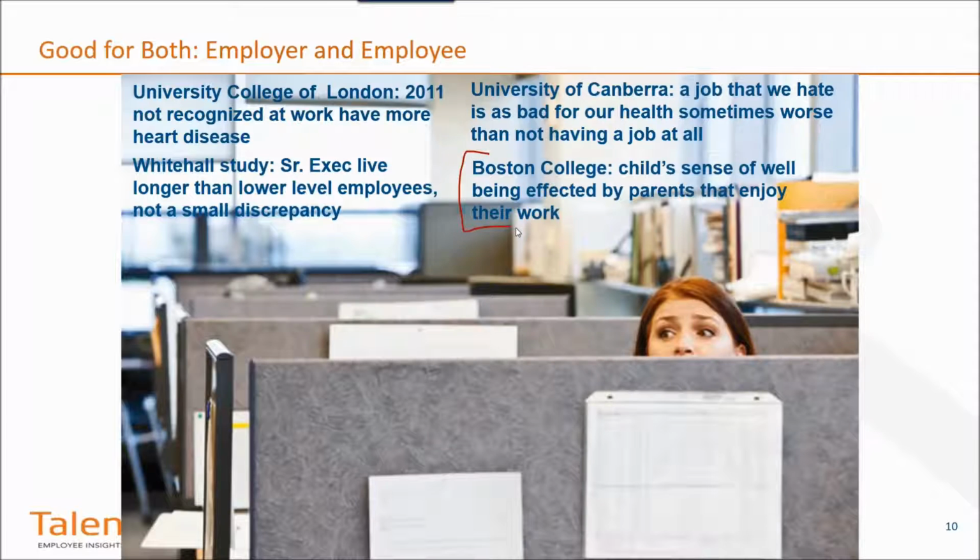This one's interesting because it talks about how a child's sense of well-being is affected by parents that enjoy their work. It looked at highly engaged parents versus disengaged parents, and then it followed these parents home and studied their children's activity, or how they behaved in school the following week.